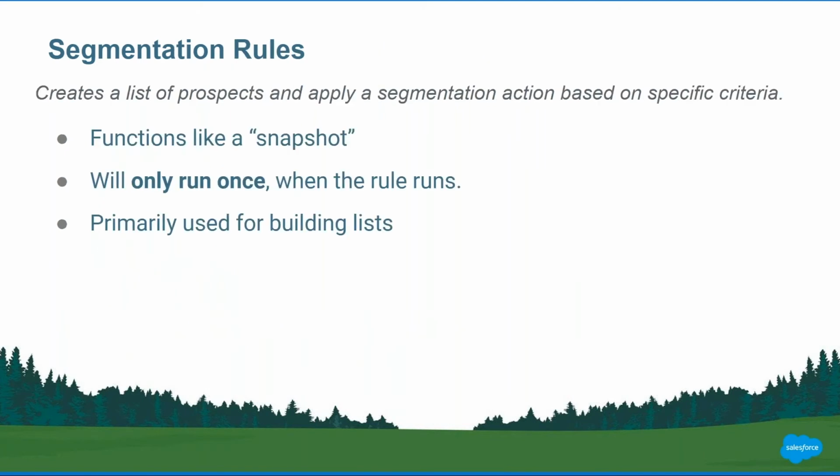Let's start with the easiest one, segmentation rules, which create a list of prospects that you can use for list emails and engagement programs. It basically functions like a snapshot of your current data: whichever prospects qualify based on the criteria that you set with the segmentation rule get put into a list, and it only runs once when the segmentation rule is run. The primary use for this is for building lists. So if you're going to create a one-time list of your prospects, segmentation rule is your go-to.